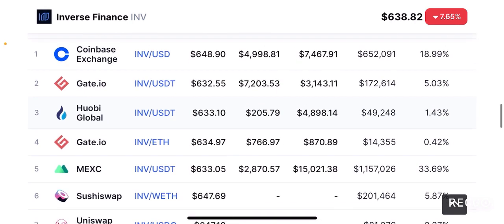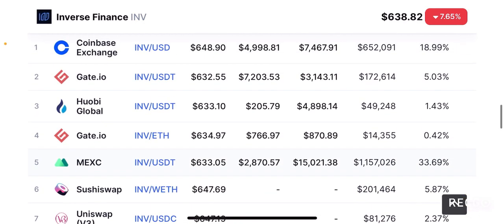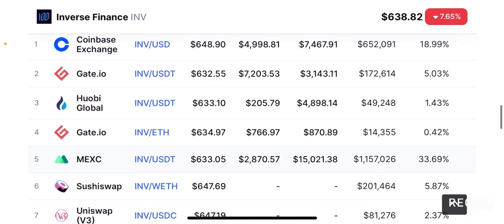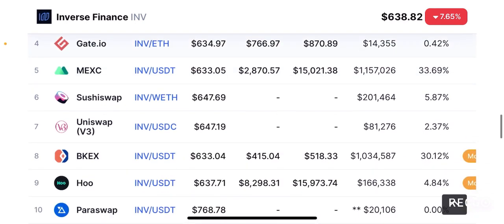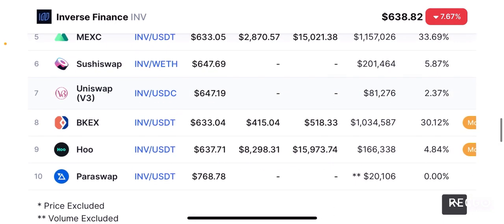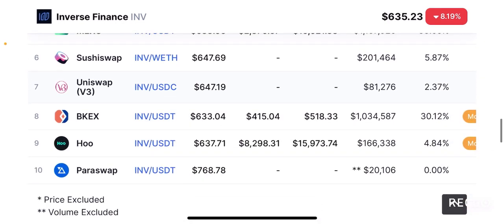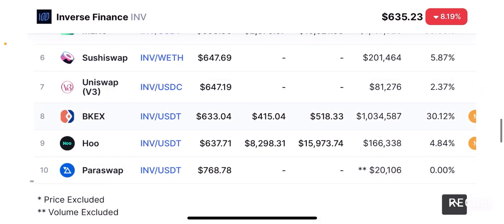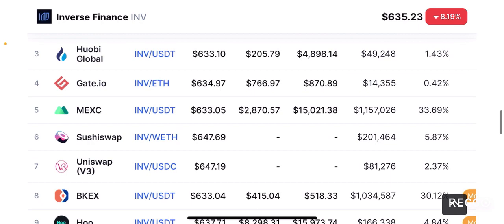And as you can see, you can buy this token from Gate.io and sell it on Coinbase for an arbitrage profit, or you can buy this token from Gate.io at $632.55 and sell it in Paraswap for a very good profit at $768.78, which is the current sticker price of this token on Paraswap, right? So I think this token is definitely providing a good arbitrage opportunity between centralized exchanges as well as centralized and decentralized exchanges, right?